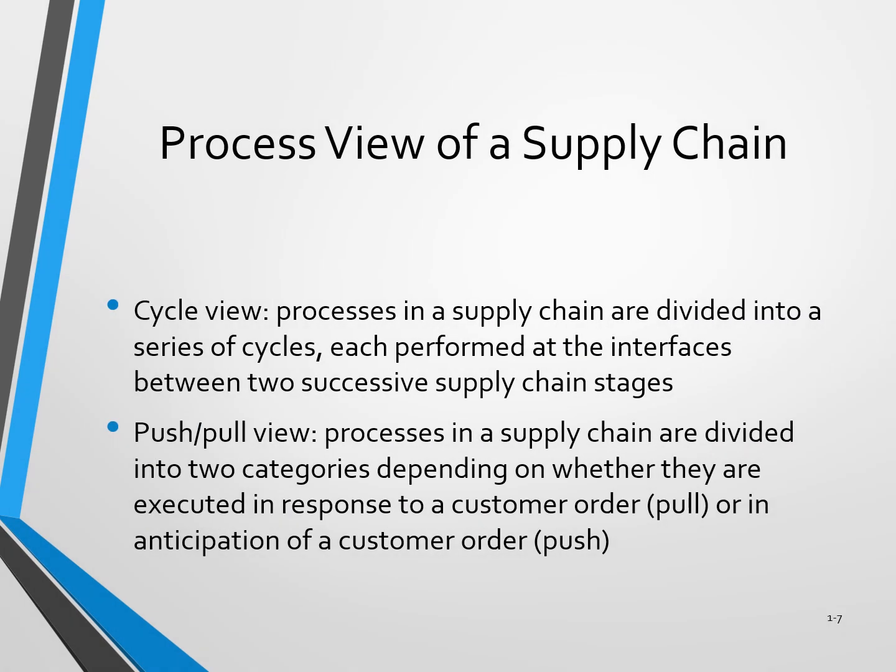Process view of a supply chain. Here we have two process views. One is the cycle view, another one is the push or pull view. In a cycle view, processes in a supply chain are divided into a series of cycles, each performed at the interface between two successive supply chain stages. Whereas in the push or pull view, processes in a supply chain are divided into two categories depending on whether they are executed in response to a customer order or in anticipation of a customer order. There is a huge difference between response to a customer order and anticipation of a customer order. That is push.